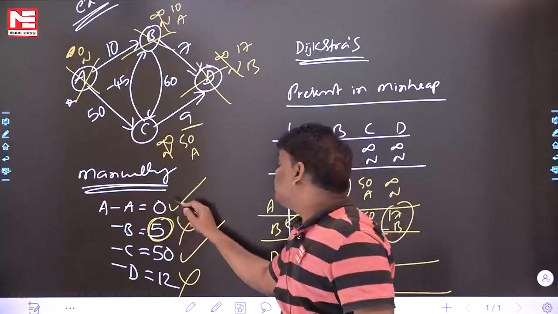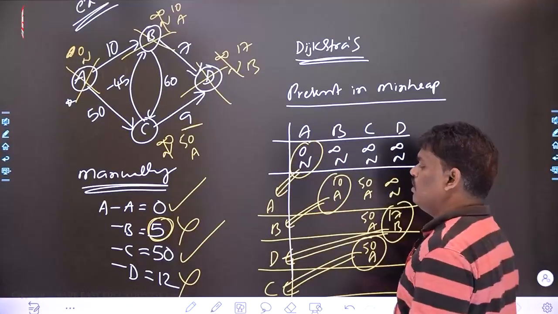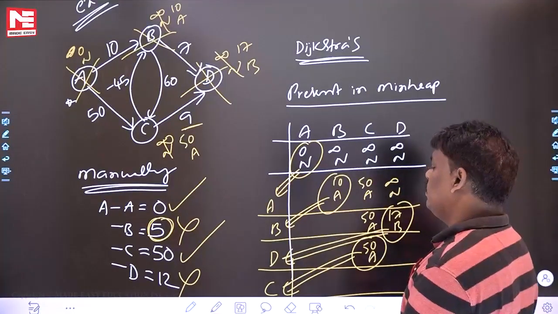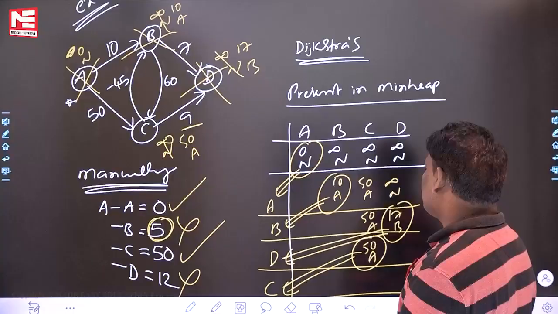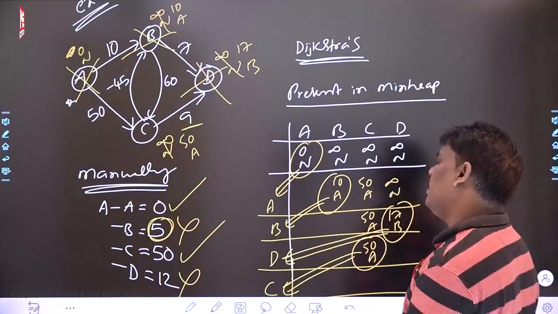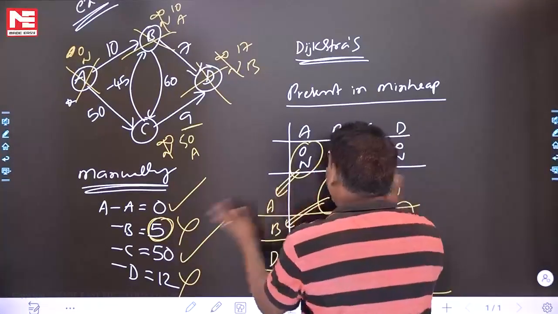B, manual is 5, but Dijkstra's is 10. So this is the place where Dijkstra's fails. C, manual 50, Dijkstra's also 50, no problem. D, manual is 12, Dijkstra's is 17. So Dijkstra's failed here also. Two places it failed. So because the manual checking is there, you are comparing like that.